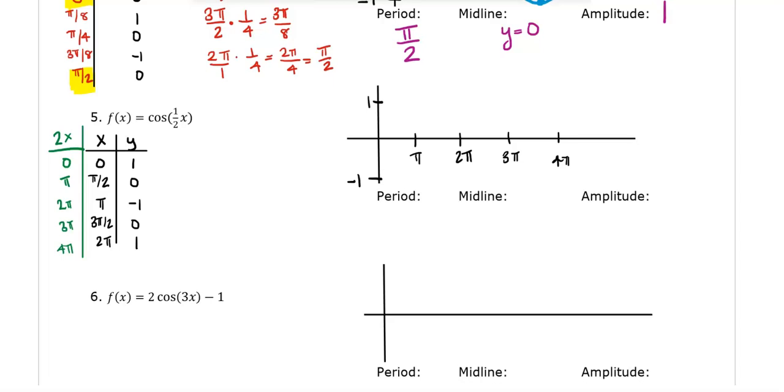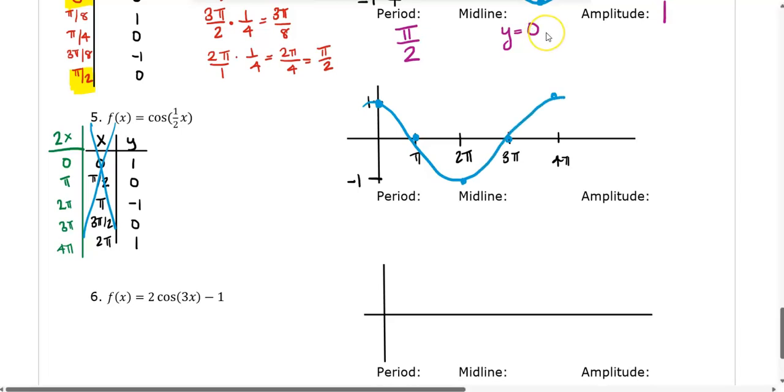So the graph itself, again, I'm not graphing these. So I'm going to go 0 to 1, and at pi, I'm at 0. At 2 pi, we're at -1. At 3 pi, we're back up at 0, and at 4 pi, we're up at 1. So I've got that. Okay, so what is my period?